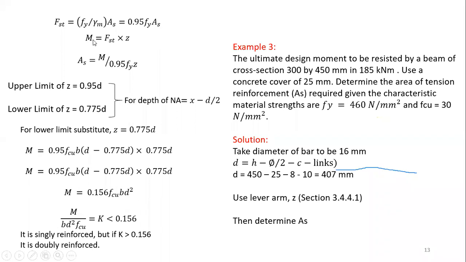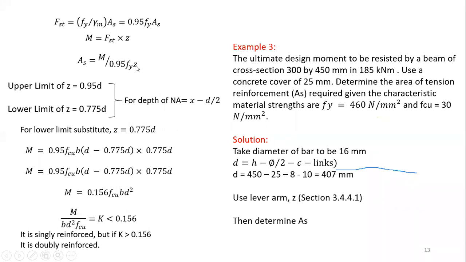To find the moment, we have FST times lever arm, which we had shown the other time. From here, you can determine the relationship to find the value of AS. So with this relationship, you can determine the area of steel you need to put in the concrete. However, the code, you can see that the value of Z is a determining factor here now. The value of Z, which is the lever arm, is a determining factor.